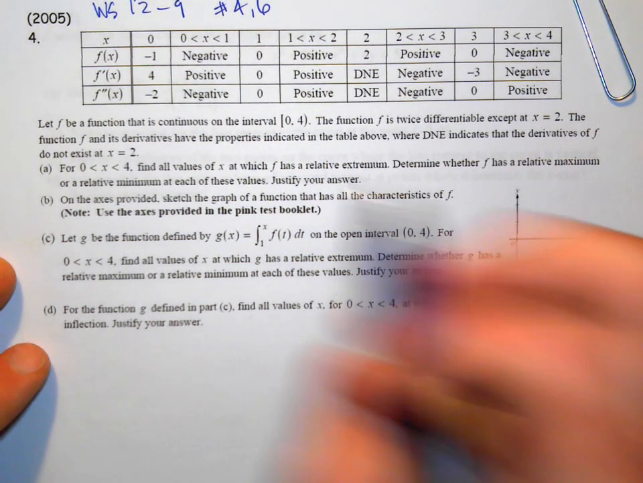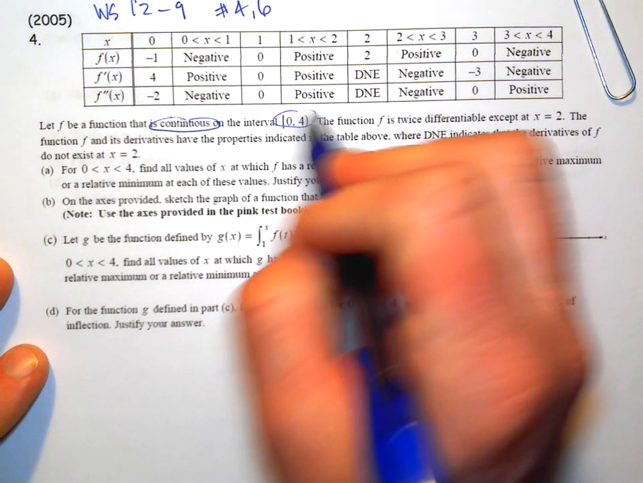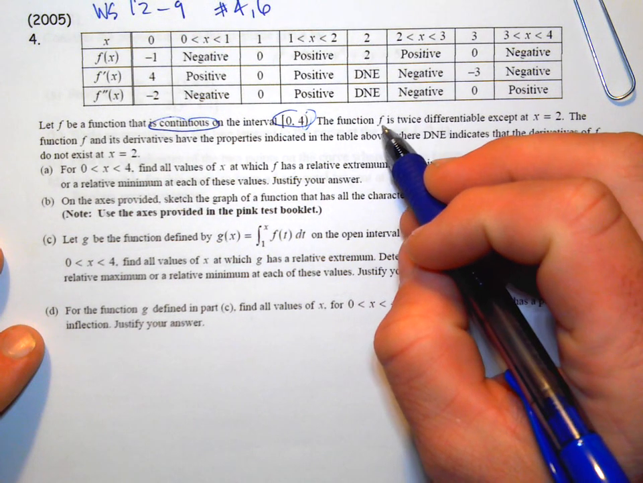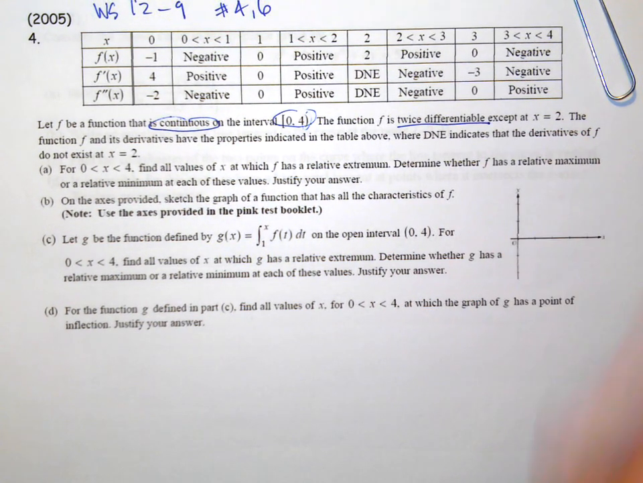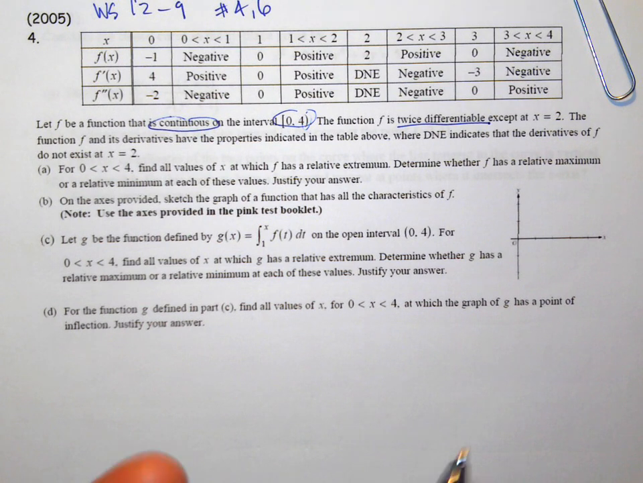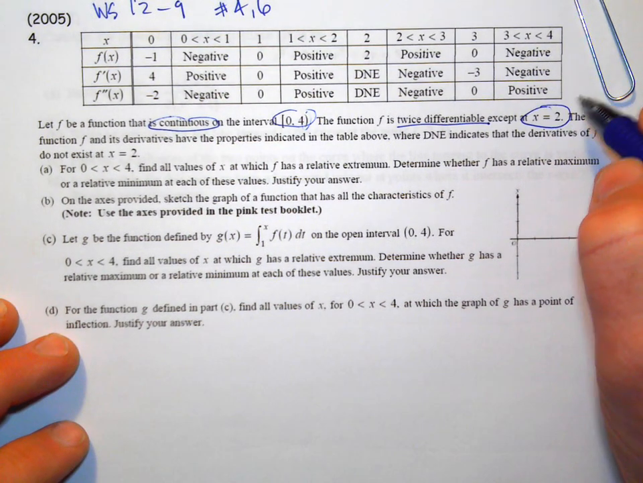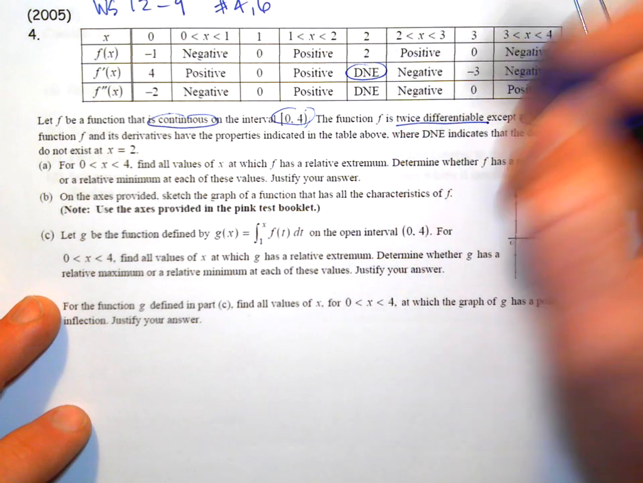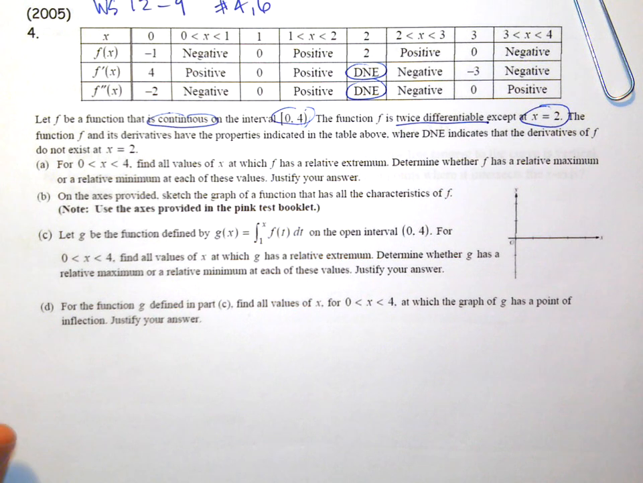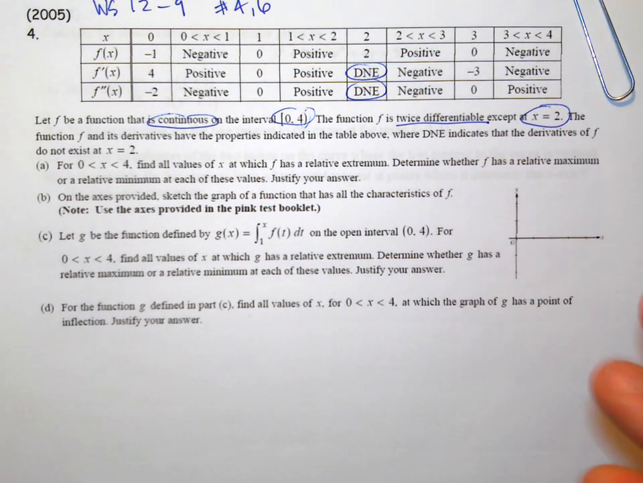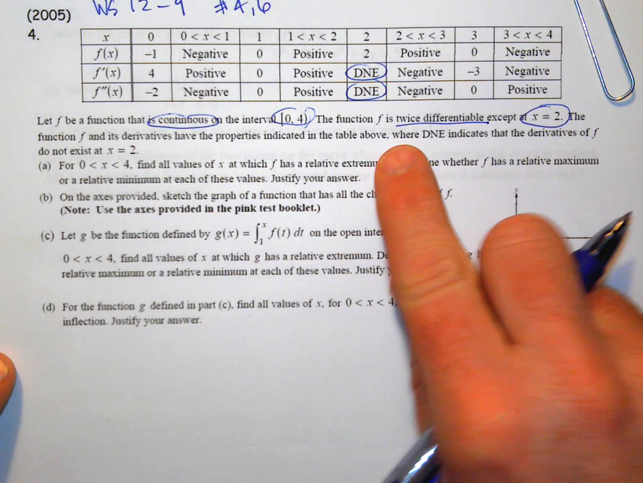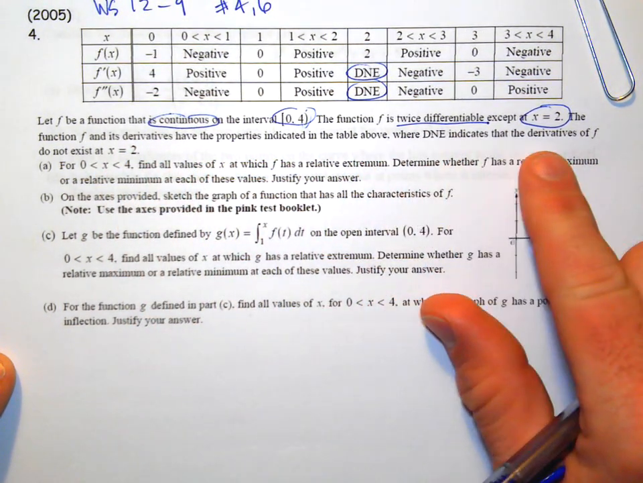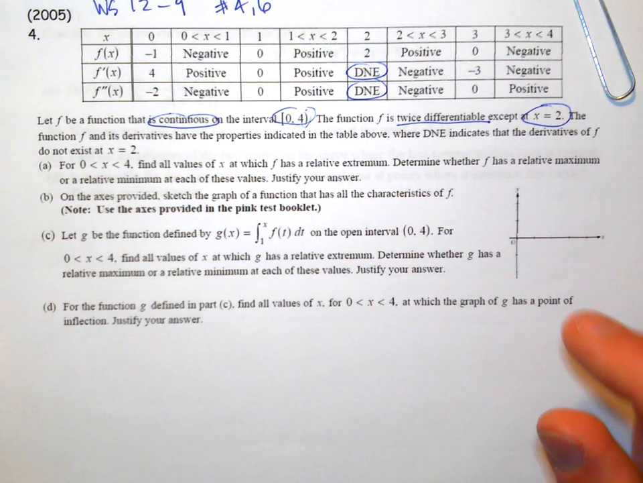It says let f be a function that is continuous from 0 to 4, not including 4. Function f is twice differentiable. That means its first derivative exists everywhere and its second derivative exists everywhere except at x equals 2, where the first derivative is DNE, which stands for does not exist. First and second derivatives don't exist at x equals 2, but they exist everywhere else. The function f and its derivatives have the properties indicated in the table above, where DNE indicates that the derivatives of f do not exist at x equals 2.